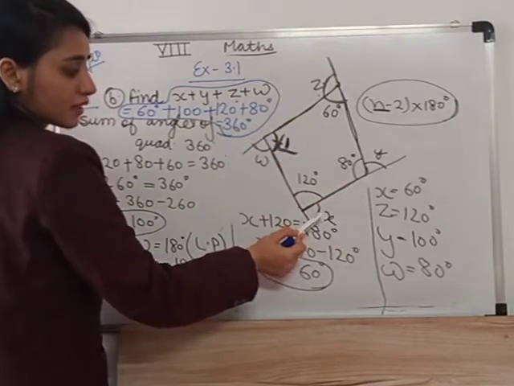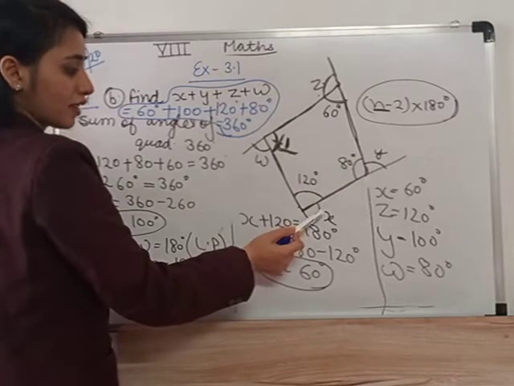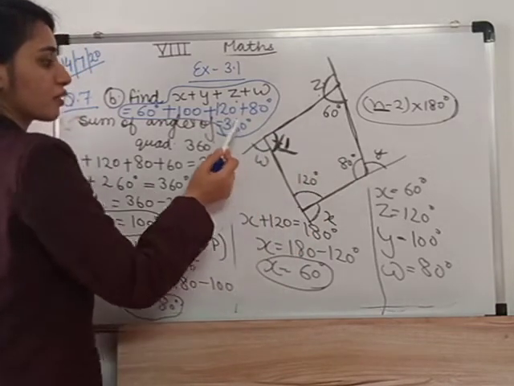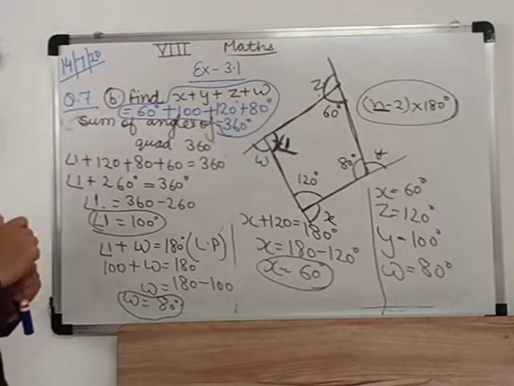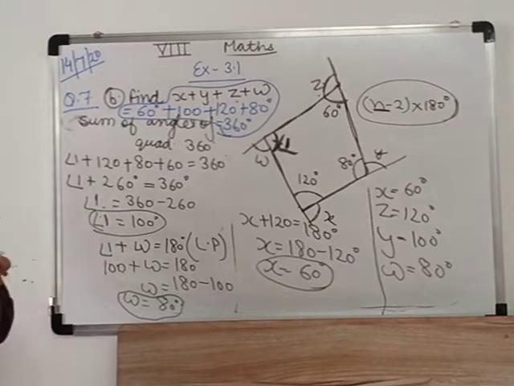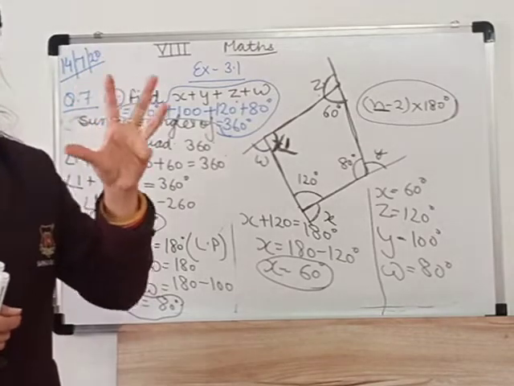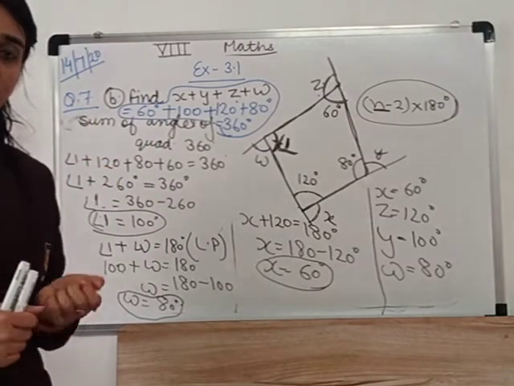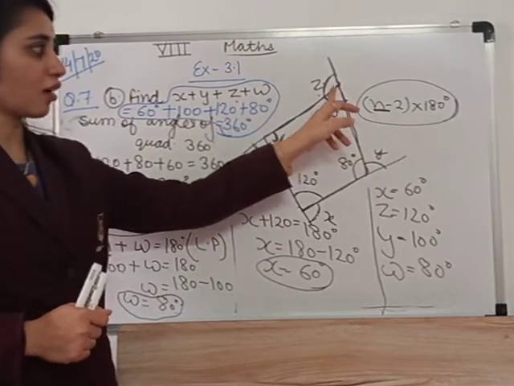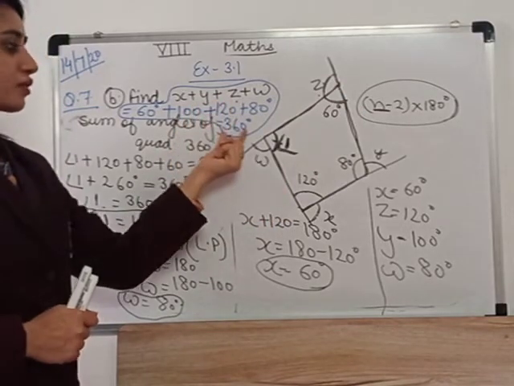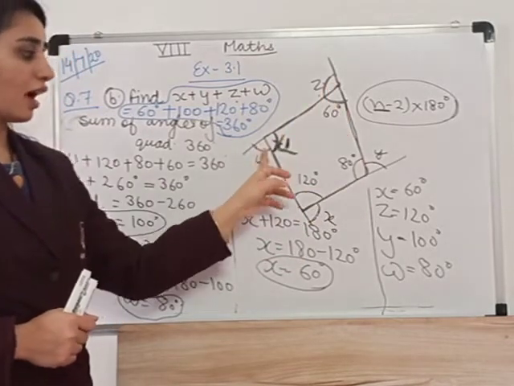The sum of all these exterior angles, which lie outside this quadrilateral, that is x plus y plus z plus w, is also equal to 360. In the previous question we also observed that the sum of all the exterior angles of any polygon is 360. The sum of all the exterior angles outside that triangle was also 360. And here too, when all the angles lie outside this quadrilateral, their sum is also equal to 360.